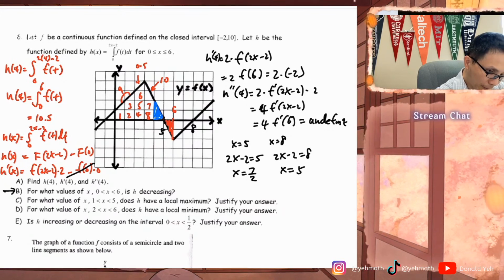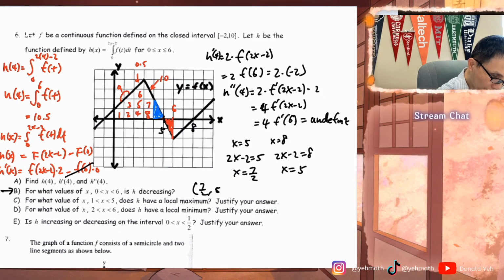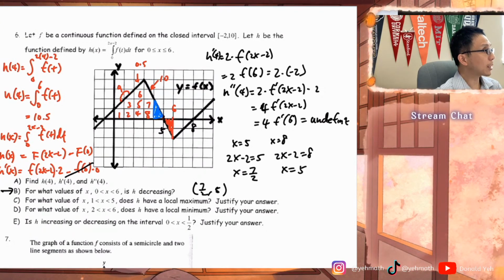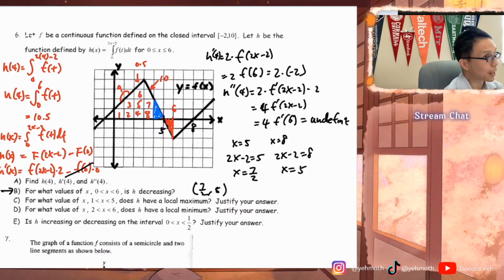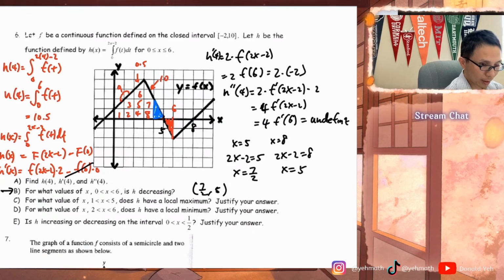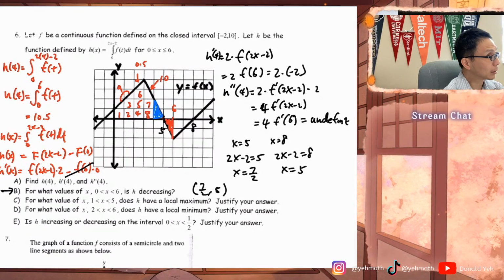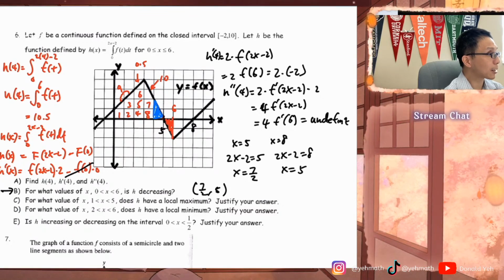So they are 7 over 2 to 5, and that's decreasing, because you cannot just find out the x at 5. It's not 5 to 8, which is what most people put. But it's 5 to 8 if inside is 5 to 8. There's 2x minus 2 is equal to 5, and 2x minus 2 is equal to 8.